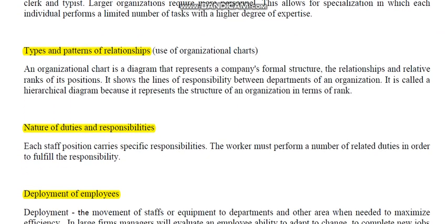Secondly, is the type and pattern of relationship. Basically, they're talking about the organization chart or how information is passed on within the business. In a small organization, the owners may pass on information directly, whereas in a larger organization, it's impossible for the owners to reach all of the workers individually, so they may pass on information to their manager, who will pass it on to their supervisor, then to their workers. There are different organization charts. We're going to look at that later in this lesson.